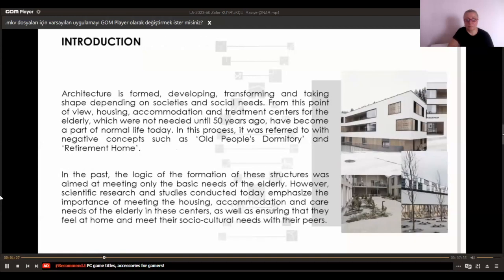Architecture shapes, develops, and transforms depending on societies and social needs. From this point of view, housing and treatment centers for the elderly have become a part of normal life today. In the past, the logic of the formation of these structures was aimed only at meeting the basic needs of the elderly. However, today the importance of ensuring that the elderly feel at home in the centers and meet their socio-cultural needs with their peers is emphasized.